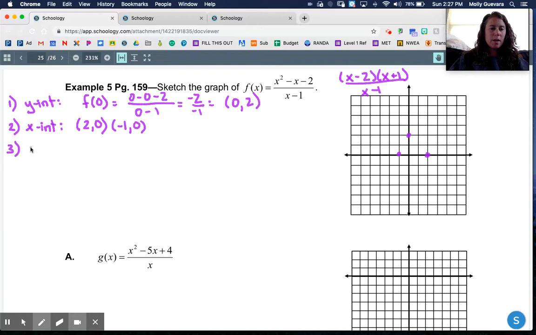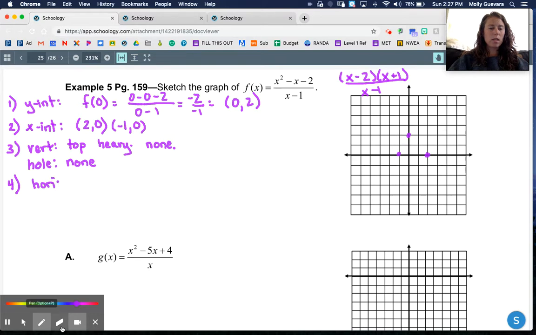Third step is vertical asymptotes. In this case, the equation is top-heavy. And if we look in our notes, that would mean that there is no vertical asymptote. Here, I don't have any zeros that are common on both the top and the bottom, so I don't have a hole. We're going to go on to horizontal.